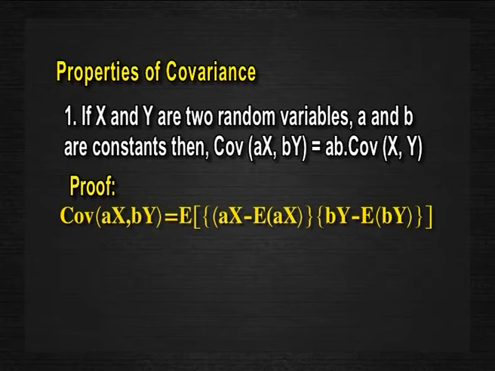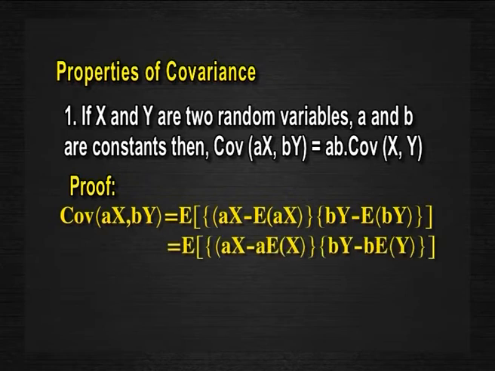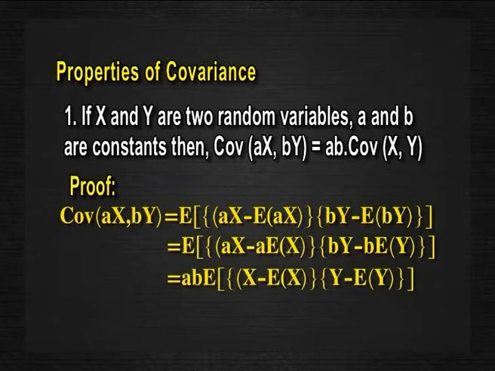Covariance of a into x and b into y is equal to expectation of (a into x minus E of a into x) into (b into y minus E of b into y), which is equal to expectation of (a into x minus a into E of x) into (b into y minus b into E of y). By taking common terms outside, we get a into b into expectation of (x minus E of x) into (y minus E of y), which is equal to a into b into covariance of x, y.